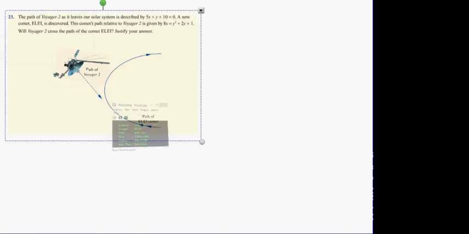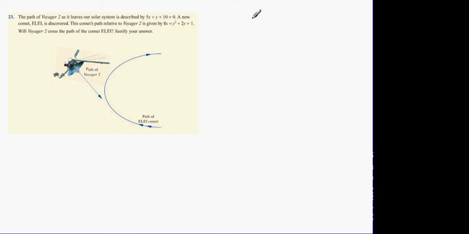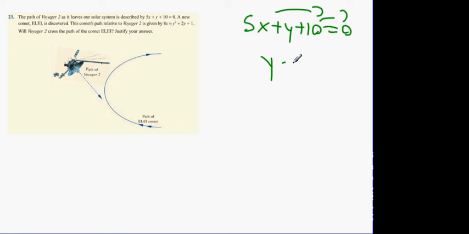Now, the first one is the path of Voyager 2 as it leaves our solar system, described by a linear equation. It's described by the linear equation 5x plus y plus 10 equals 0. I'm basically going to get y on its own right away because I know that's what we've been doing in this full chapter. So y equals minus 5x minus 10. Now read the rest of the question.